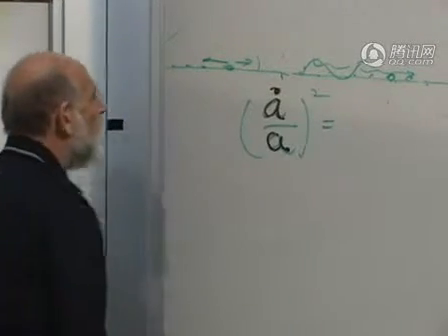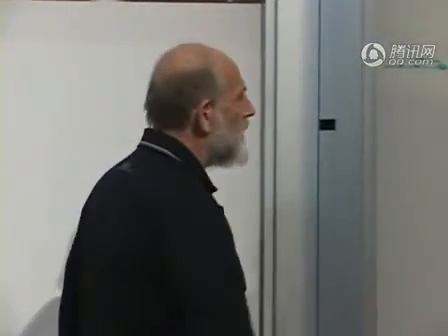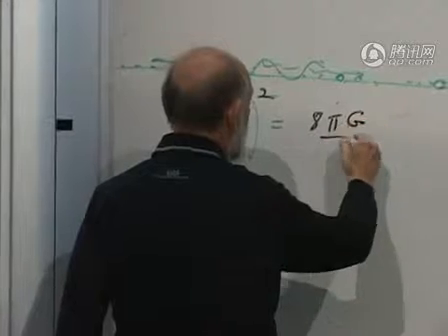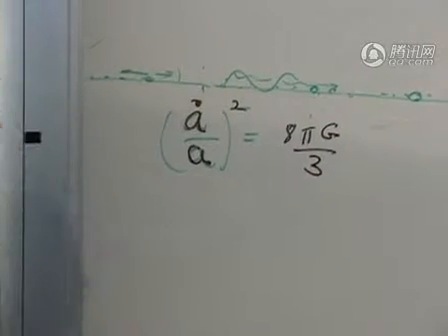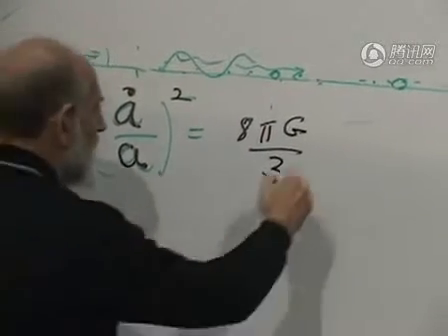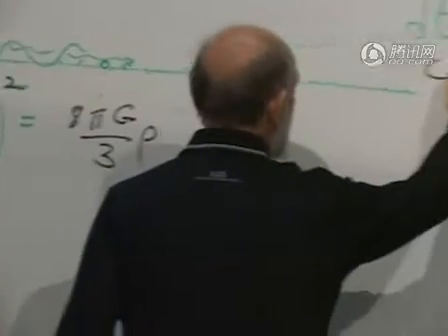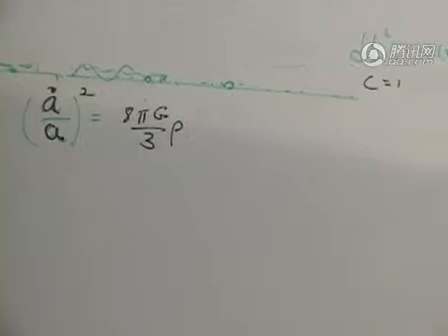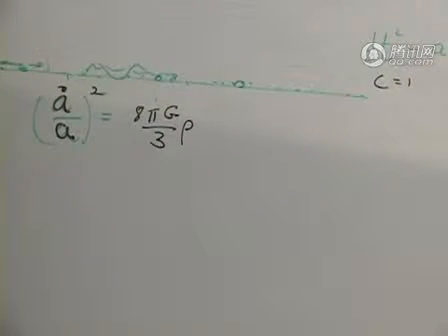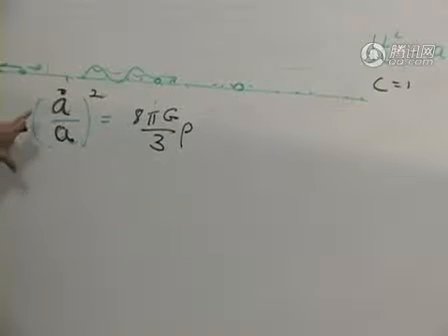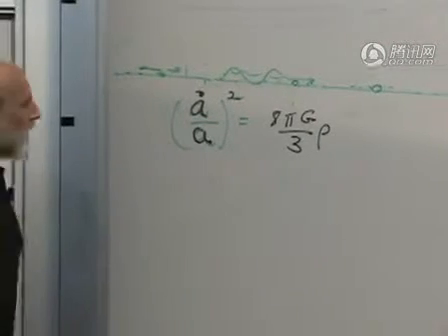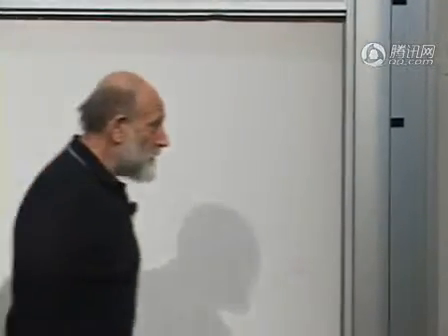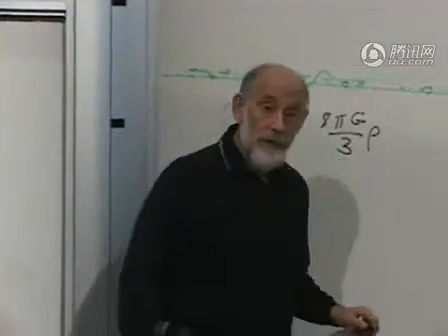A dot over A squared, that's the Hubble constant squared, is equal to 8 pi G over 3 times the energy density. As always, the speed of light I'll set equal to 1. 8 pi G over 3 times the energy density. And that's our basic equation for how the universe expands. A is simply the scale factor, it expands or contracts or whatever it does. All right, the energy on the right-hand side can come from various components.